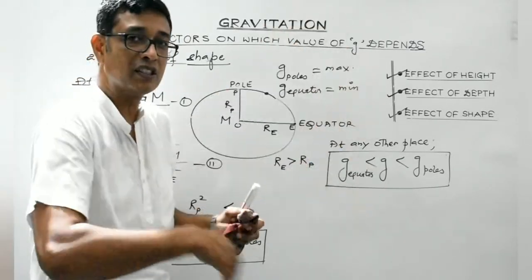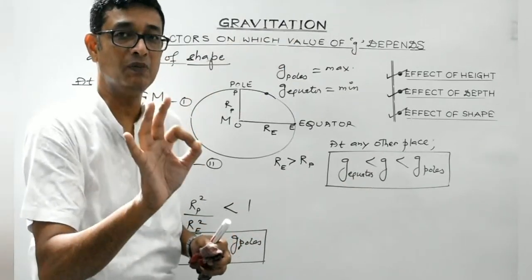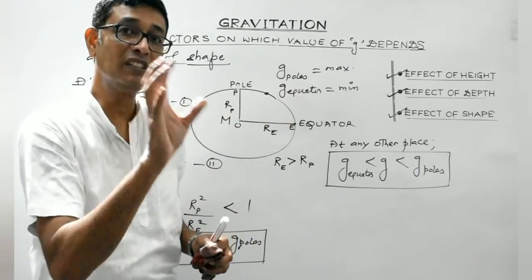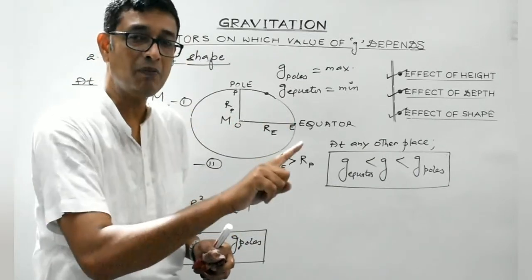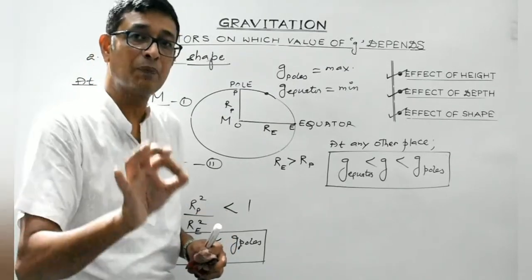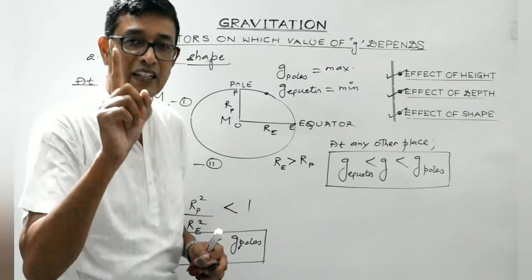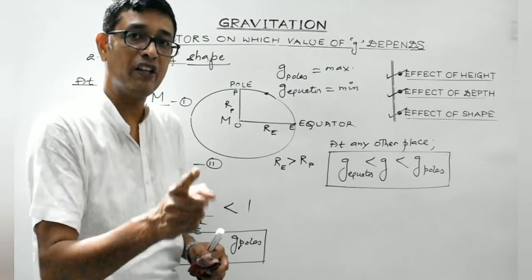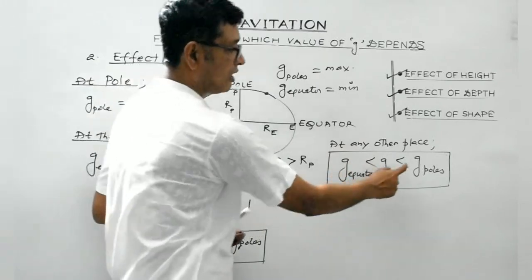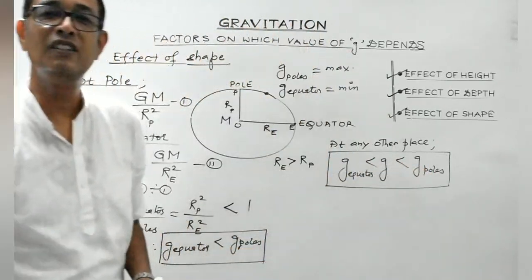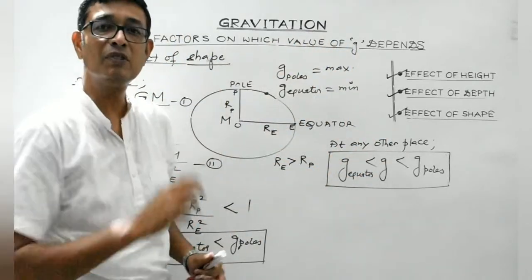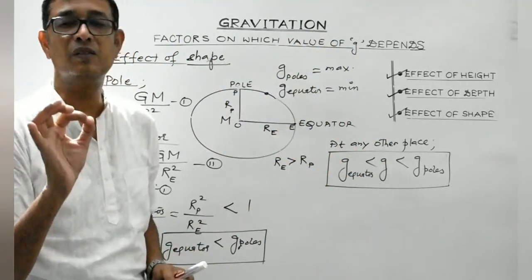And at any point on the surface, the value of small g is maximum. But at a point on the surface also, the value of small g is different. At the poles it is maximum, at the equator it is minimum, while at some other place, the value of acceleration due to gravity will lie between g equator and g poles. It will be greater than g equator and it will be less than g poles. So students, I hope you have understood this concept. So please keep this in mind.